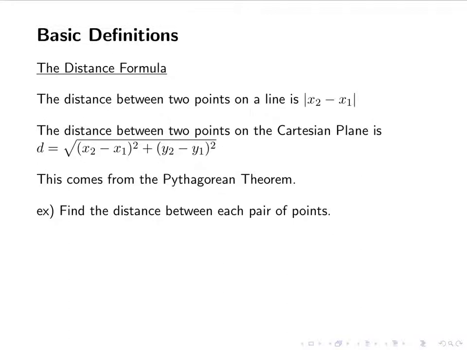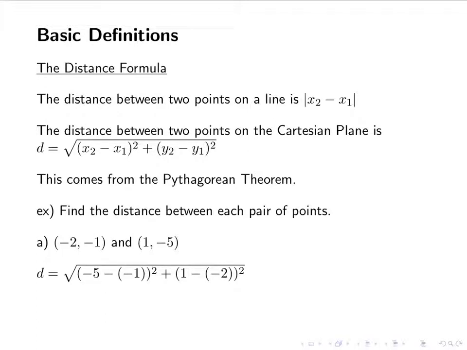So we're going to do a couple examples. We're going to find the distance between each pair of points. So (-2, 1) and (-1, -5). So I'm just going to plug them into our formula. It doesn't matter which point we call x1, y1, which one we call x2, y2.